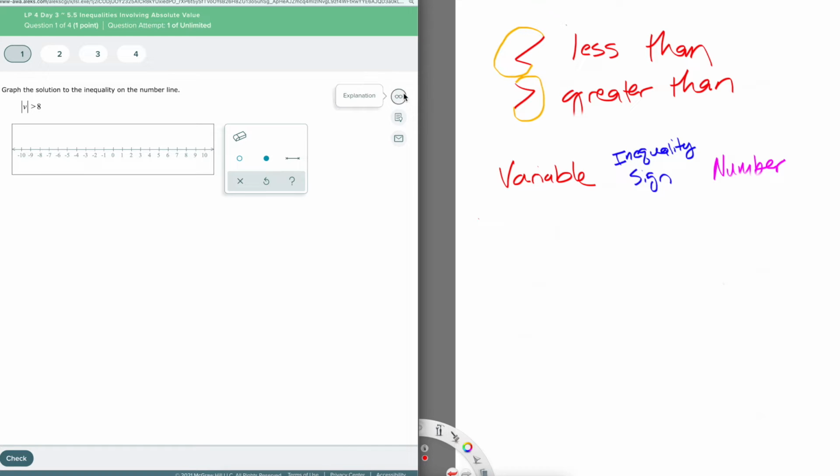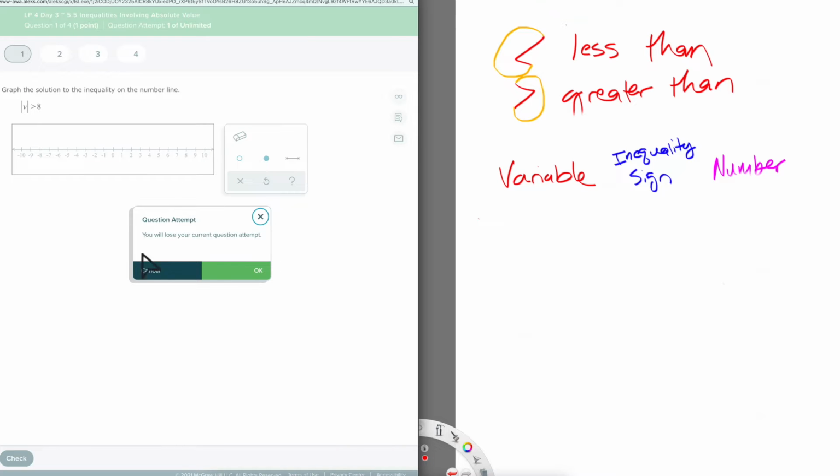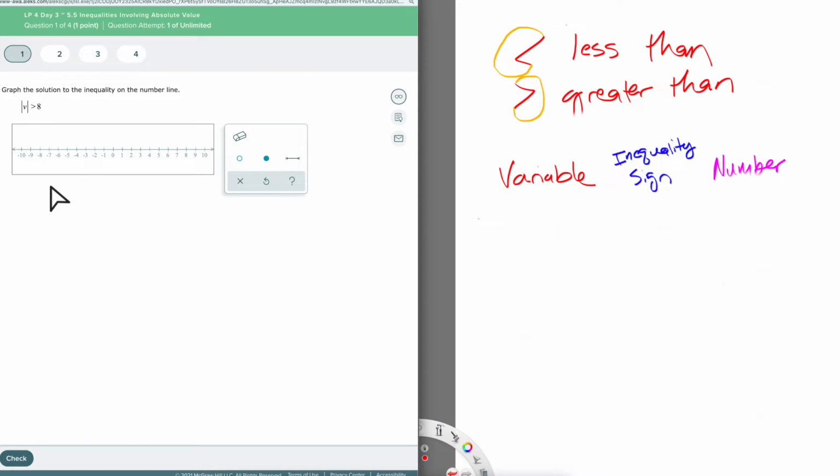Over here we see explanation, example, and message center. So explanation will literally explain the problem to you. So it's telling you you're going to lose your question attempt because it's going to give you the answer. It's not going to give you the answer and then let you come type it in. So it's going to show you how to do it, and then you can come in on another attempt and try again.